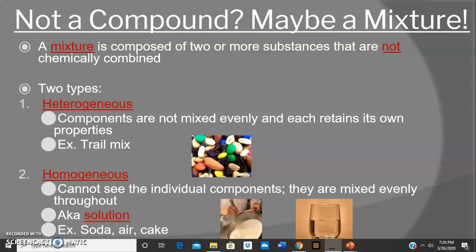They're physically combined, but they're not chemically combined, right? In a homogeneous mixture, they look the same. In a heterogeneous mixture, they look different. And remember, a mixture is composed of two or more substances, but they're not chemically combined.